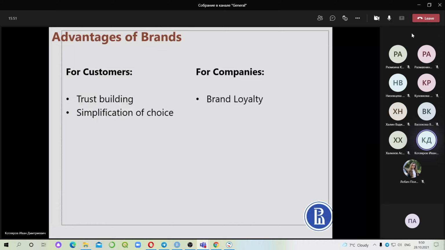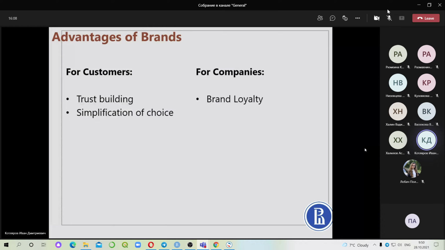Absolutely correct. But benefits are different, obviously. In case of customers, it is a source of information. It is a source of expectation. Sorry, in case of companies, it is a source of loyalty. It is a source of additional cash flows.